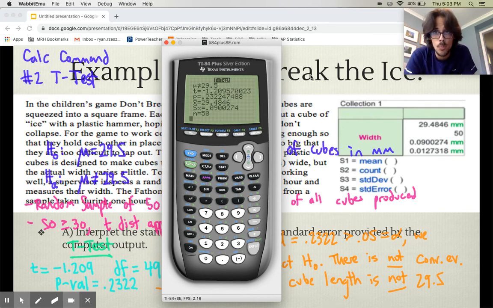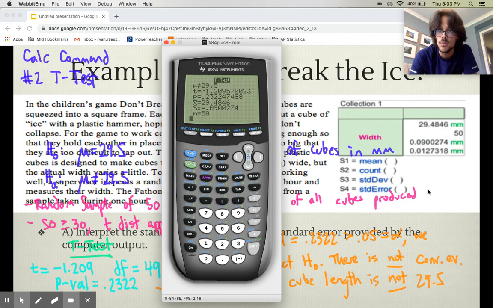What you need to report to get full credit: the name of the test, t-test. You need to give the test statistic, which is that negative 1.209 number, and the p-value, which is 0.2322. P-value, always a decimal, always a probability. I started reading X bar there. All that other stuff at the bottom, you don't need it. You can put it if you want to, but I probably wouldn't. So your p-value is about 0.23.